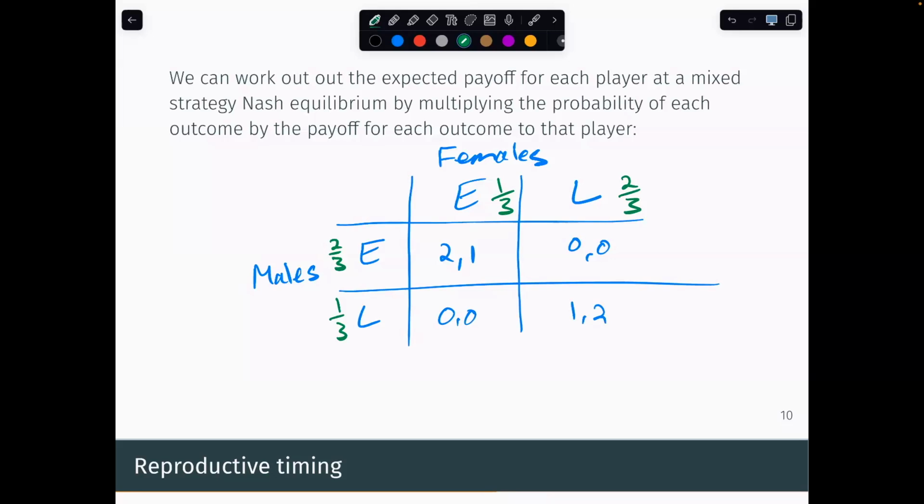Nice. Yeah, why? 2/3 times 1/3. Exactly, so it's just 2/3 times by 1/3. So the probability of that outcome is just multiplying what we had in the corresponding row and column. So probability that males mate in the early season and females in the late season is going to be 2/3 times by 2/3, or 4/9. Both in the early season, sorry, males in the late season, females in the early season is going to be 1/9. And both in the late season is going to be 2/9.